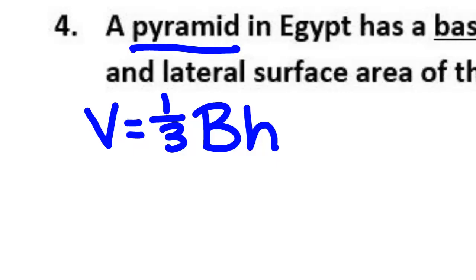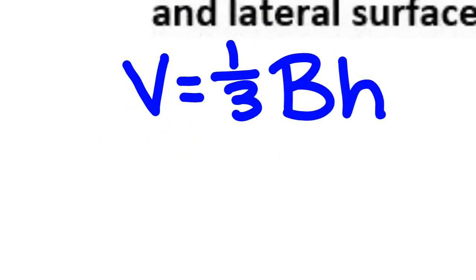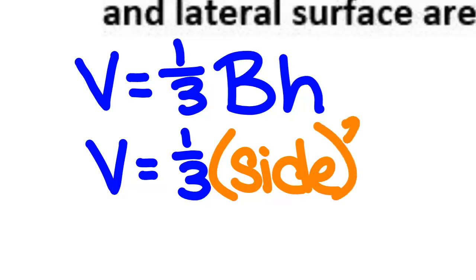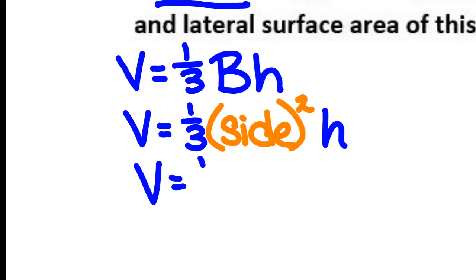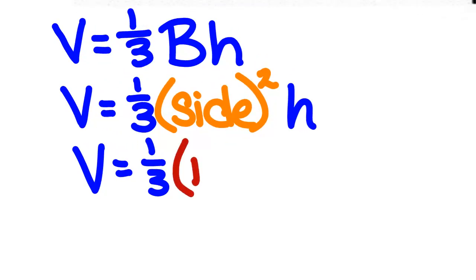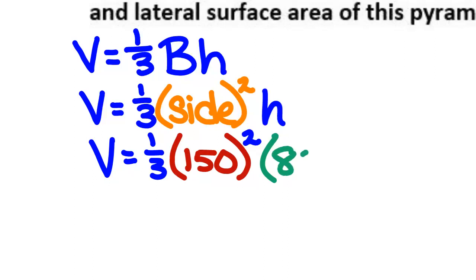So you have to identify the shape of the base, and then how do you find the area of that base? What is the shape of this base? A square. How do you find the area for a square? Side squared. So I have 1/3 times side squared times the height. How big are the sides? They are 150. So I have 1/3 times 150 squared times what? Times 80.